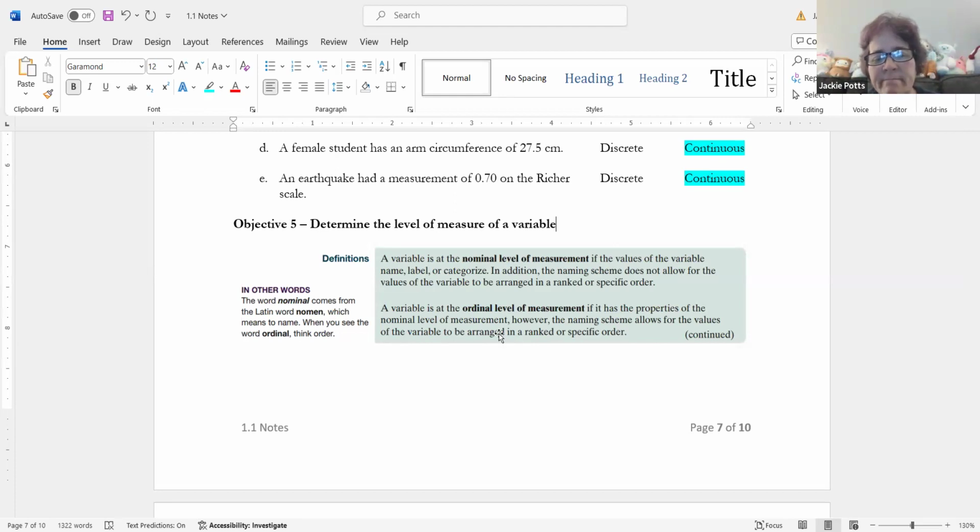Trying to think of a better way of saying it. Think of ranks of colleges. All right. But it says think order.